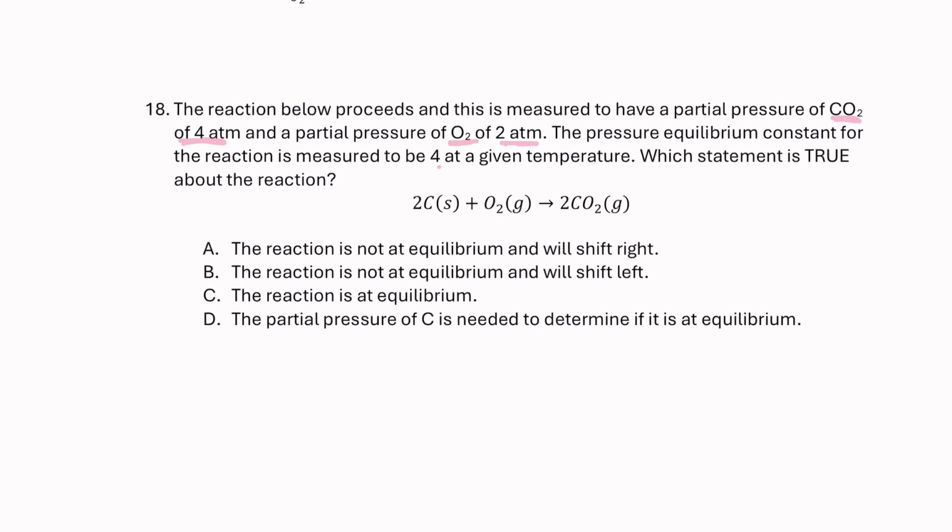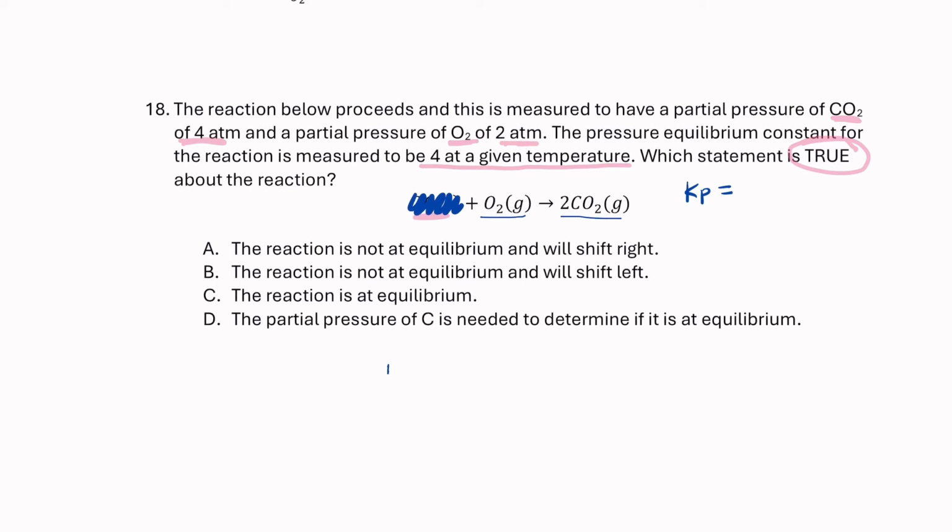The pressure equilibrium constant for the reaction is measured to be 4 at a given temperature. Which statement is true about the reaction? First thing, pure solids like carbon do not appear in the equilibrium expression. That means our Kp expression is just the pressure of carbon dioxide squared divided by the pressure of oxygen gas raised to the power 1.